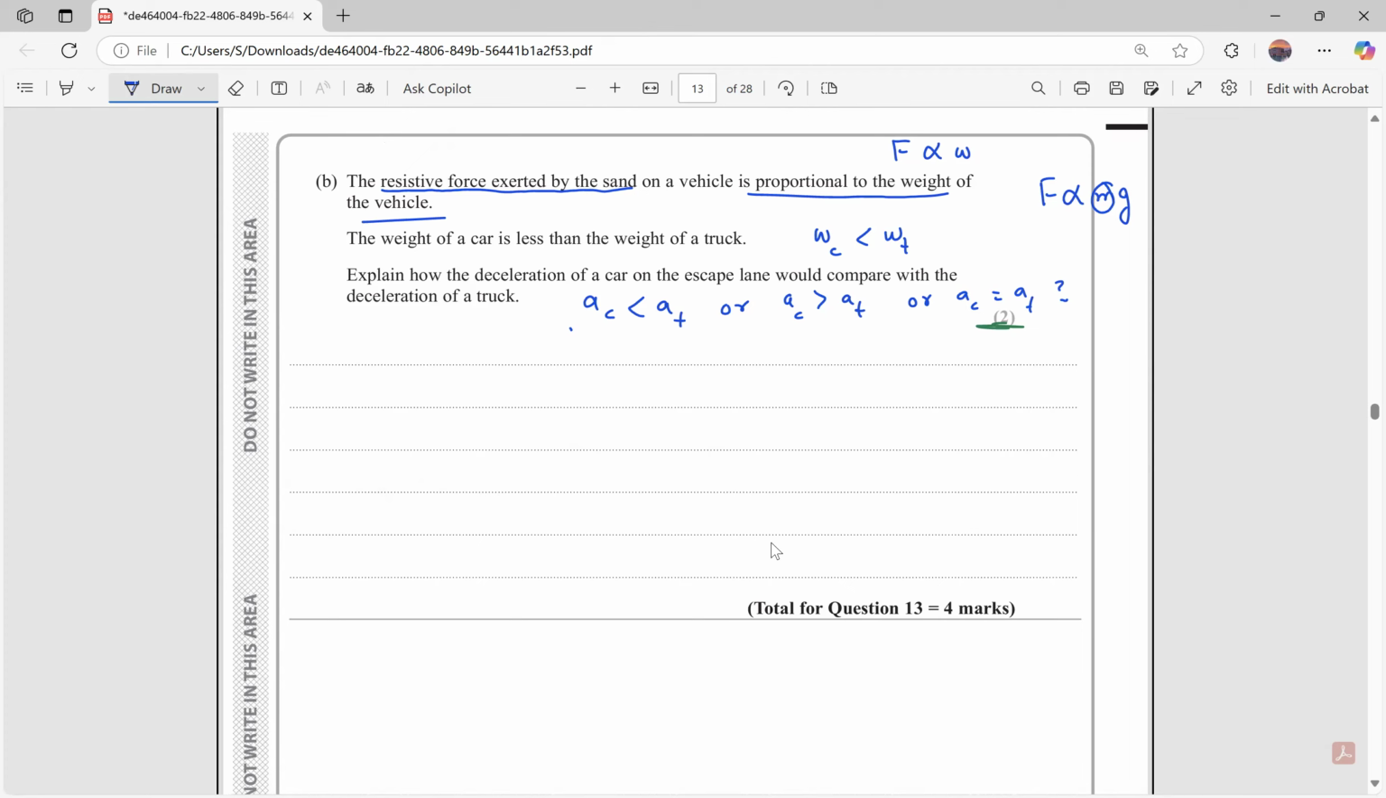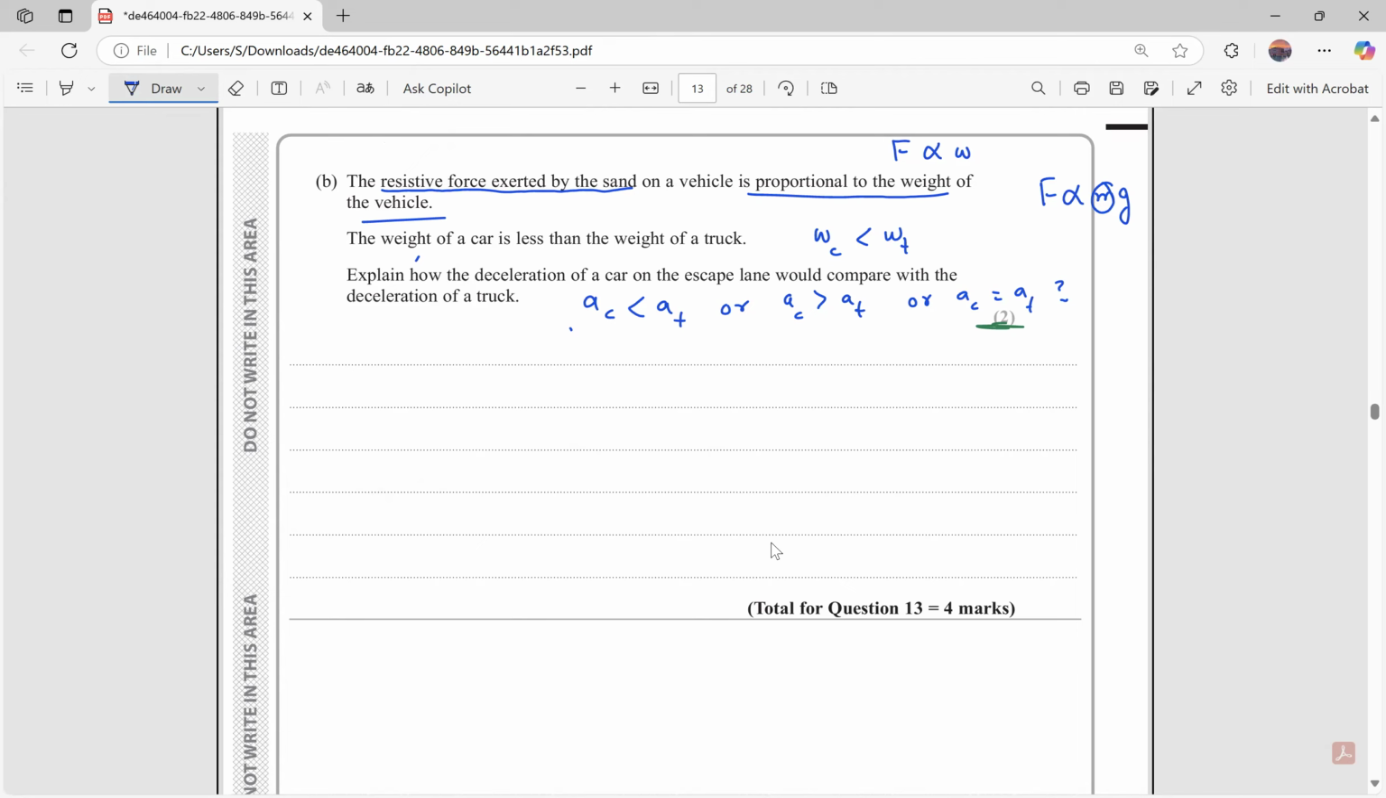Let's see. A common way of thinking would be: if the weight of the car is less, then the resistive force, which is proportional to the weight, should be less. And so acceleration should be less, right? That would be the most direct thinking, but it's wrong.